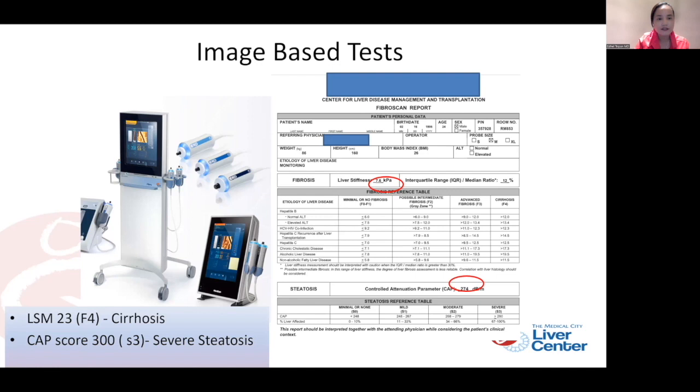This is another test that's available. This is a FibroScan. So it's an ultrasound-based technology that can be done to check for cirrhosis and also check for the CAP score, which measures the presence of fatty liver. So in our patient, the cutoff usually for cirrhosis in the liver stiffness measurement is more than 12, and our patient's score is 23. So that gives him a score of F4 fibrosis or liver cirrhosis. His CAP score was also increased. So he had severe steatosis. So the normal liver fat is less than 5%. And based on this FibroScan test, you can see that he is S3 or with more than 66% liver fat.